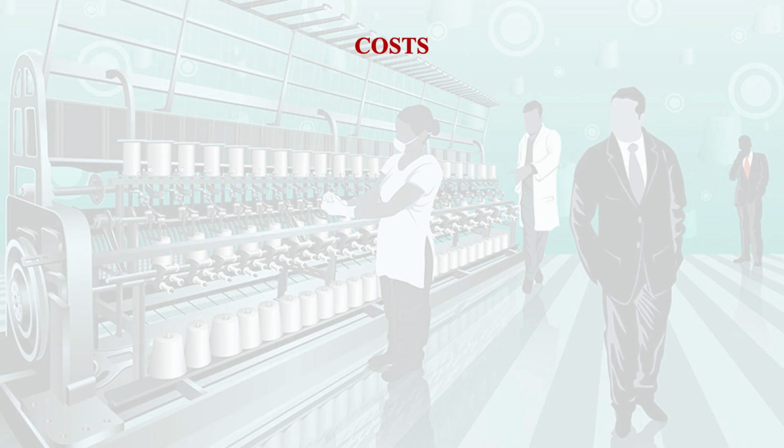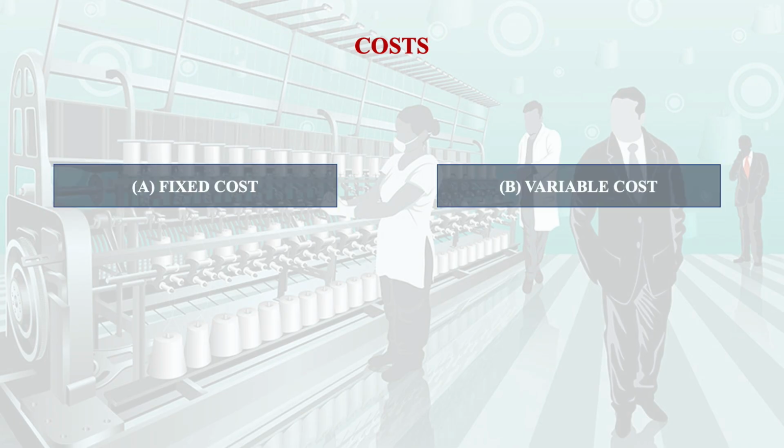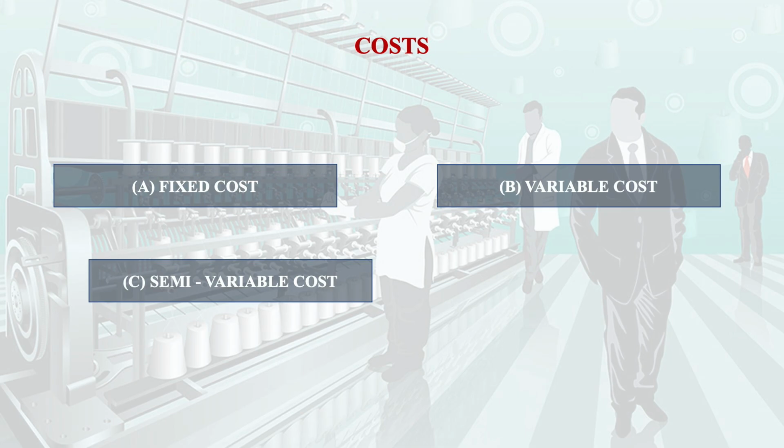When we determine the appropriate volume index, the costs can be classified into 4 categories: fixed cost, variable cost, semi-variable cost and step cost. Now one by one we will try to explain each class of cost. So first we will take the fixed cost.